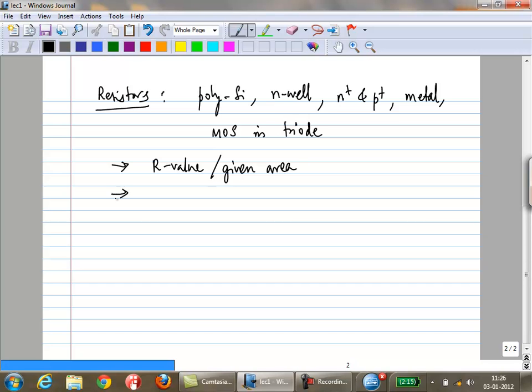The other thing you're interested in is linearity. Obviously, if you take a MOSFET in the triode region, for example, it's linear for very small voltages, but as you keep increasing the voltage, it becomes non-linear, right? We know that. Similarly, many of these resistors you'll find are linear for small voltages, but they can become non-linear for larger voltages. Okay?